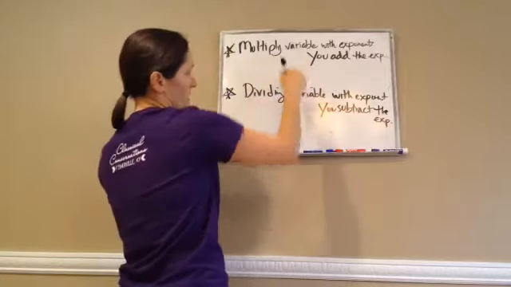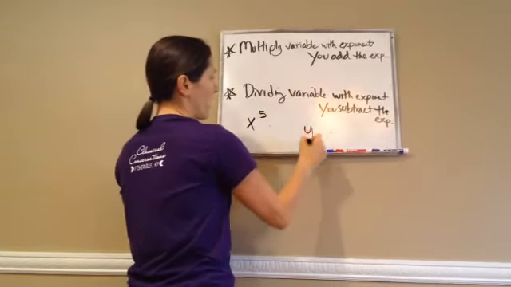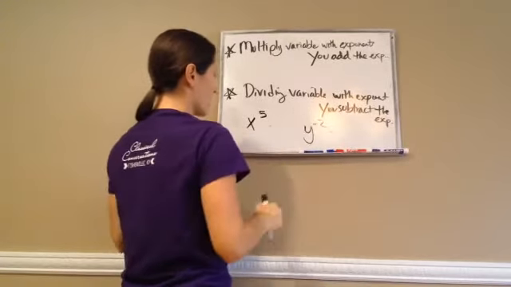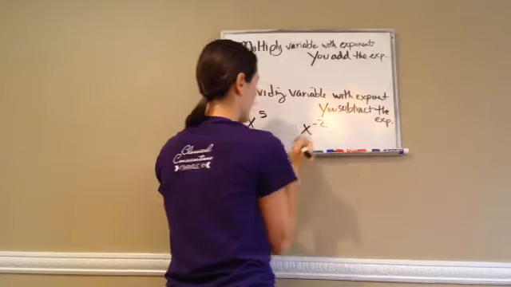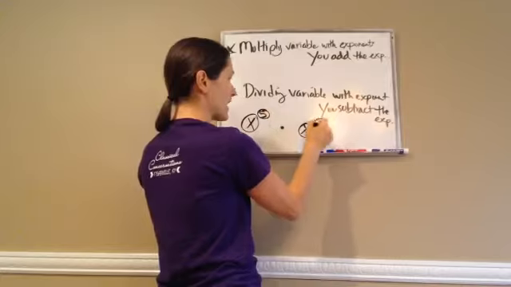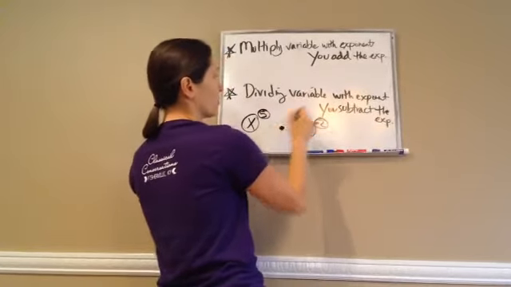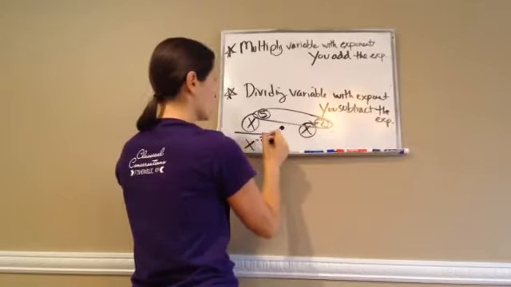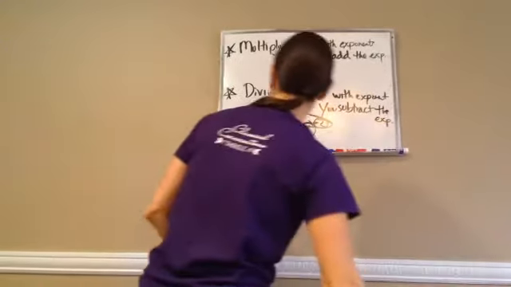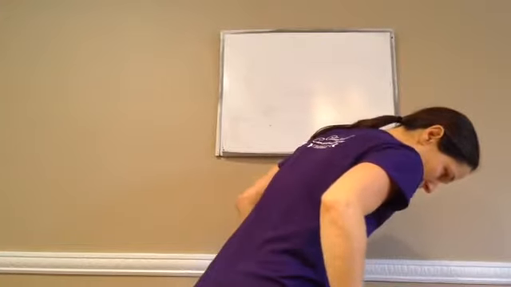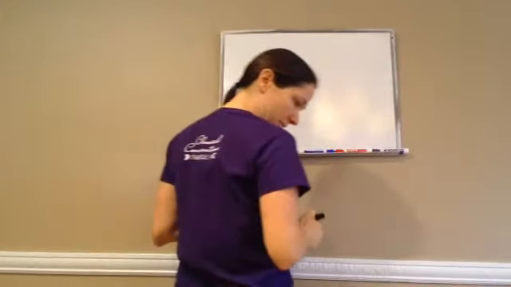Now the variable has to be the same. If it's x to the fifth and y to the negative 2, you can't do anything with those. That's like elephants and frogs. If the same variable has these exponents and we're multiplying, you add the two, and if you're dividing, you subtract the two. Got it? That's just a quick thing you need to know before we get to what we're about to do.